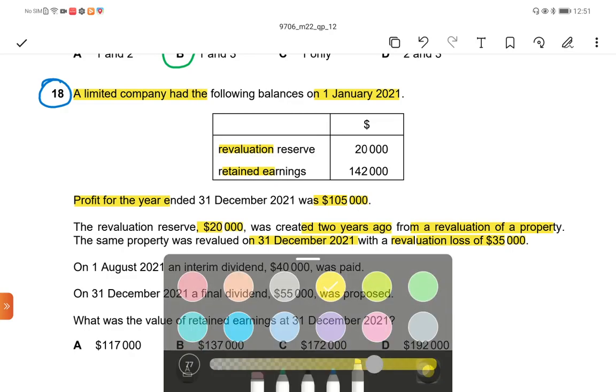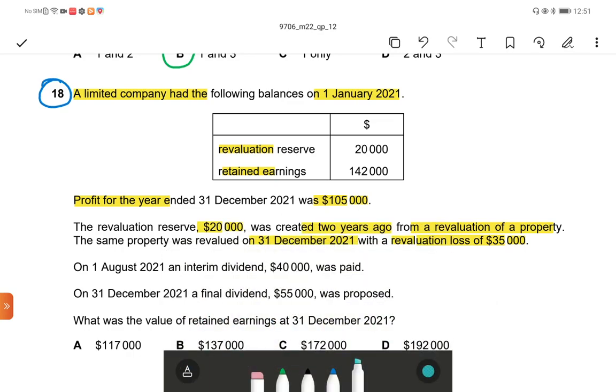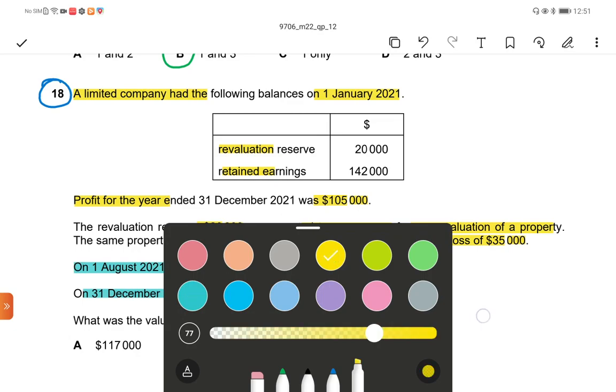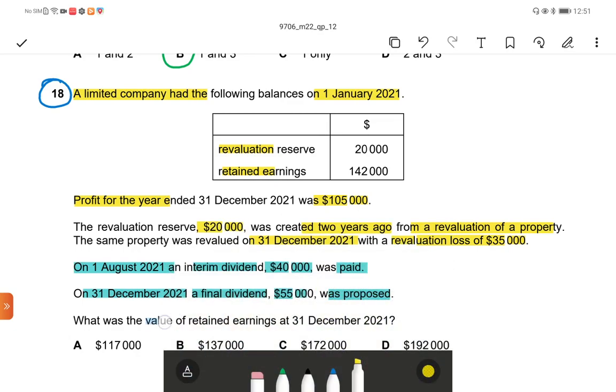Then on 1st August, interim dividend $40,000 paid. Next, on 31st December 2021, final dividend 50,000, but that is proposed. What is the question? The question is, what was the value of retained earning? Retained earning means undistributed profit plus reserves.